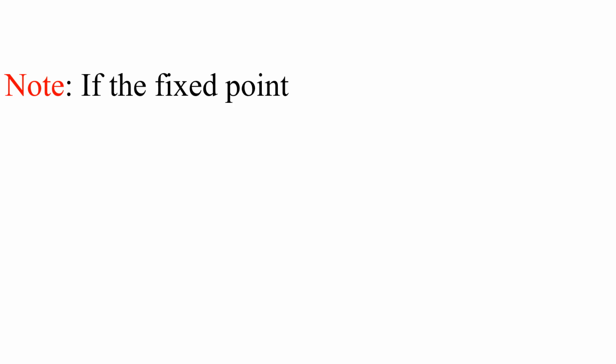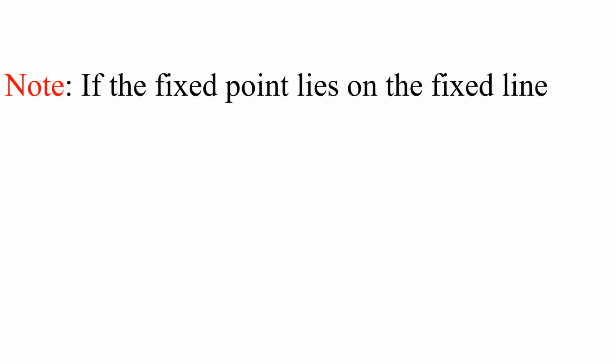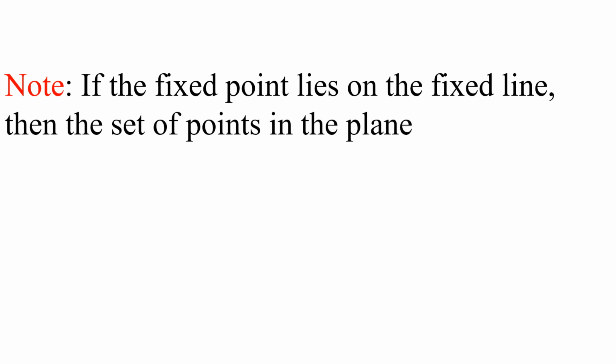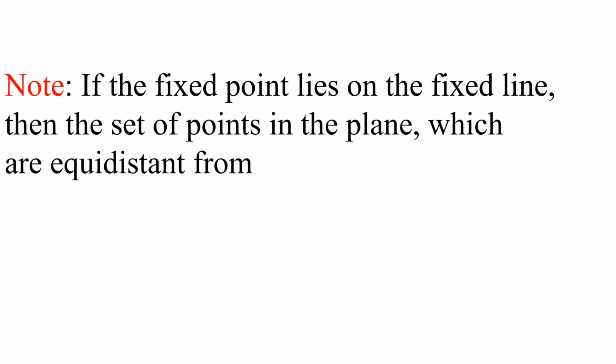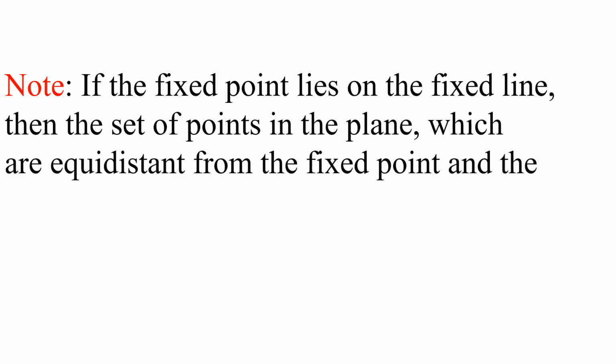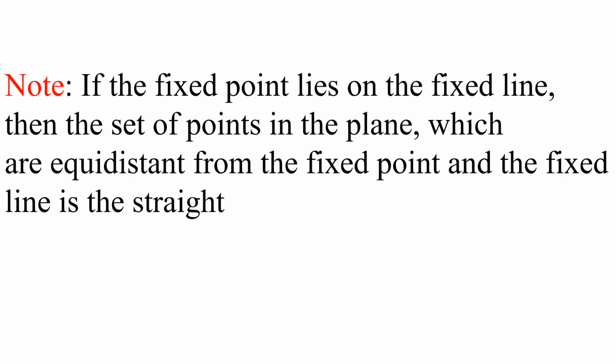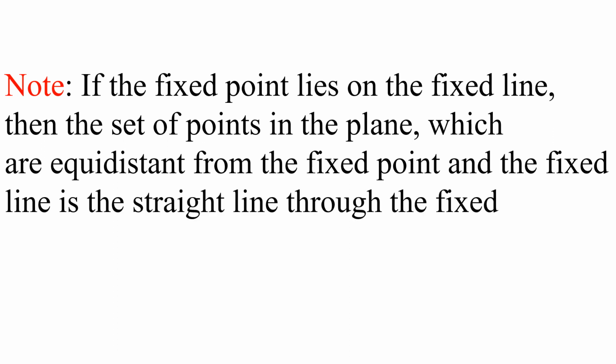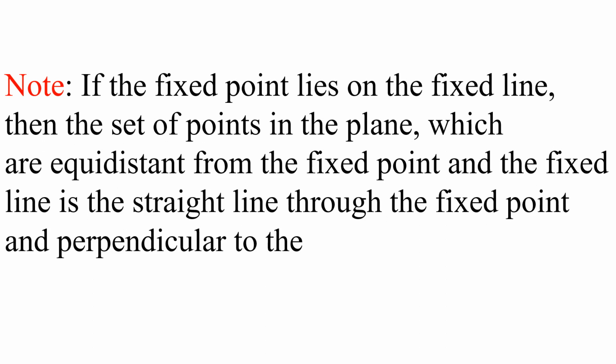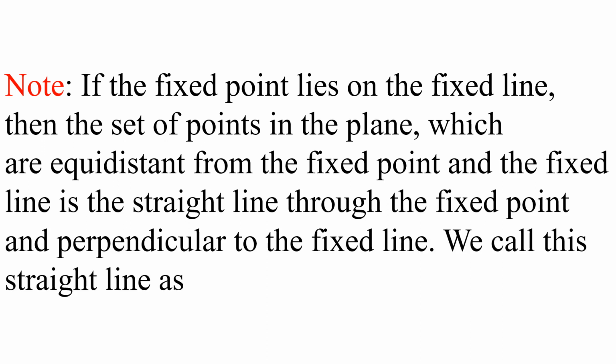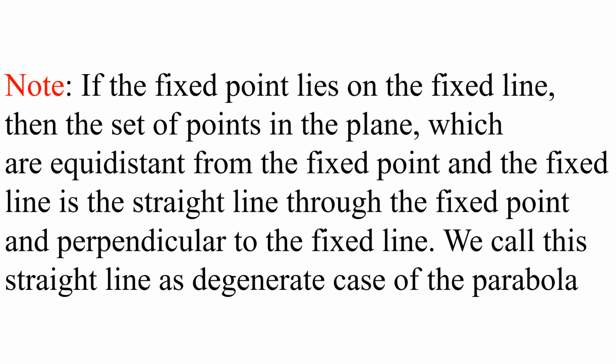Please remember this point, my children. If the fixed point lies on the fixed line, then the set of the points in the plane which are equidistant from the fixed point and the fixed line is the straight line through the fixed point and perpendicular to the fixed line. We call this straight line the degenerate case of the parabola. Okay, my children, understood this point?